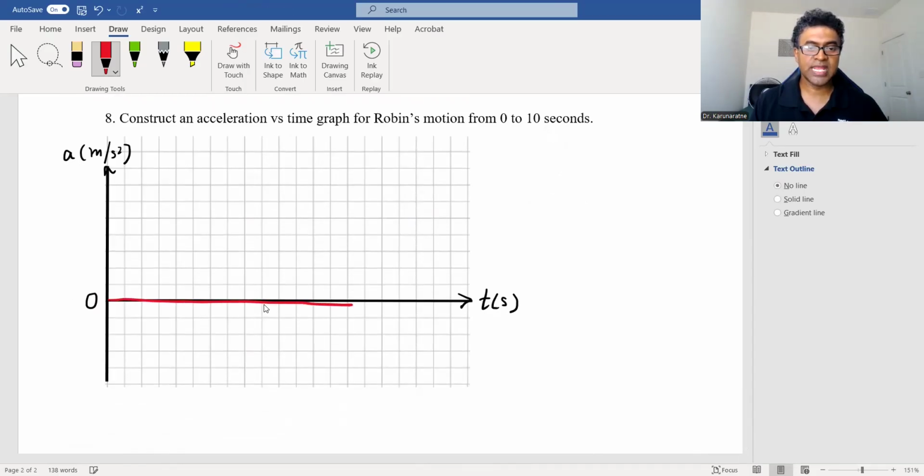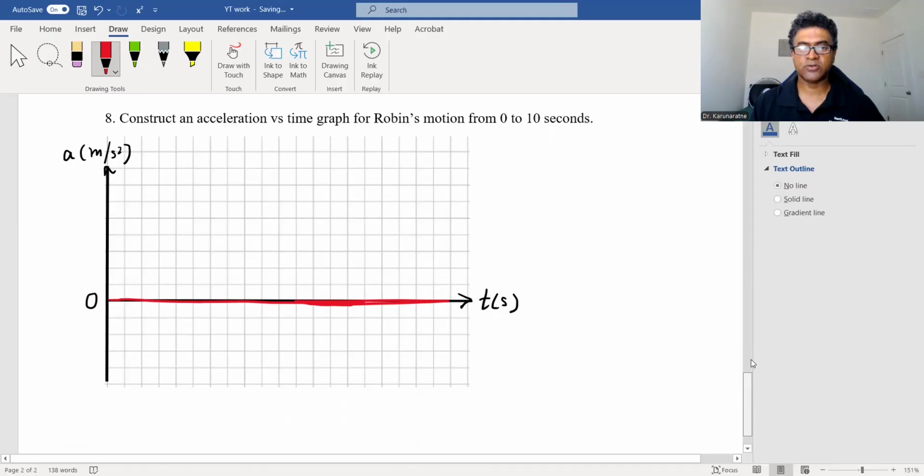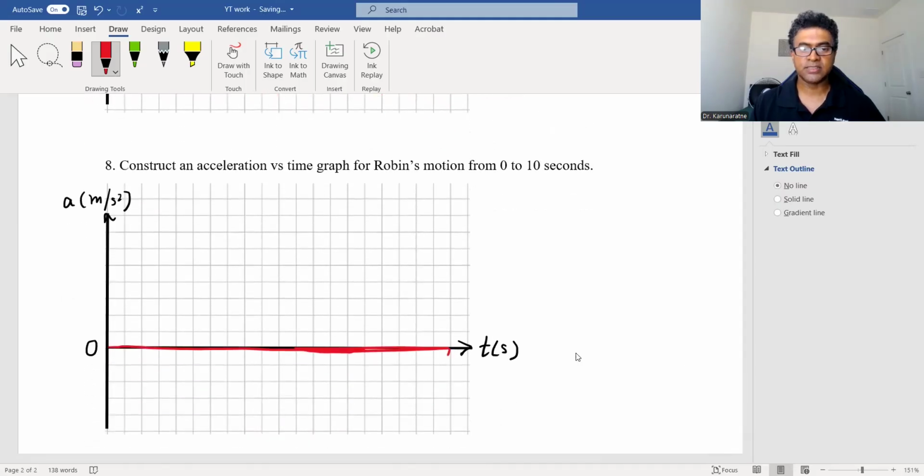So from 0 to 10 seconds, you have to draw a line like that, up to here. So I'll put a equals 0. And that's how you do this problem.